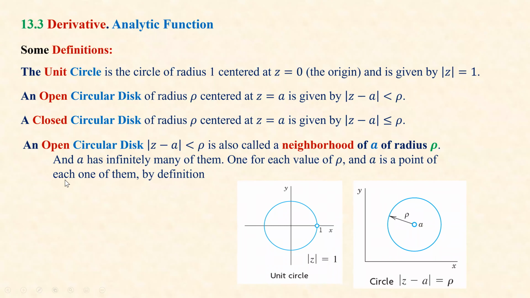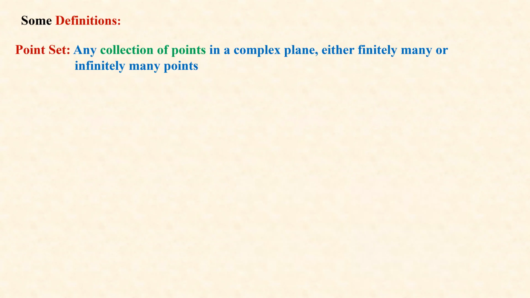A is a point of any of these neighborhoods by definition, because if you take z equal to A, then z minus A is 0, and the absolute value of 0 is 0, which is less than rho. So by definition, A is part of the neighborhood of A. All right, so these are some definitions. What is a unit circle? What is a circular disk? Open circular disk, closed circular disk, and so forth.